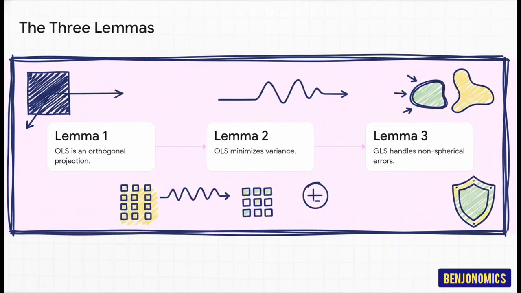We already talked about Lemma 1. OLS is an orthogonal projection. Lemma 2 steps in with some heavy math involving the positive semi-definite order to prove OLS minimizes variance, basically showing that any competing estimator out there has strictly non-negative excess variance. And finally, Lemma 3 brings in our hero, generalized least squares, to handle those tricky non-spherical errors.